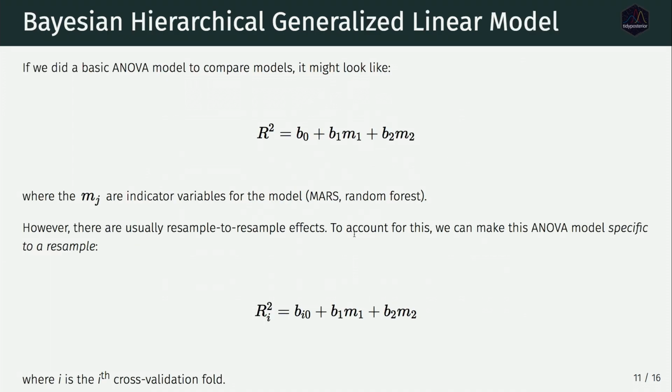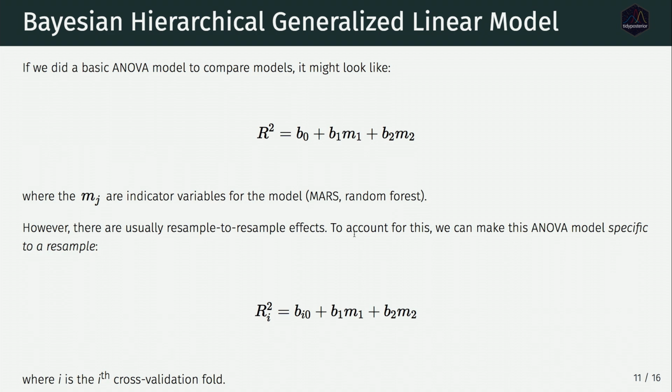So here's the mathy part, and I don't think it's too bad. If we were just thinking about an Anova model, the typical way you would write that down is you have some outcome you want to model as a function of some indicator variables, like are you in group 1 or group 2 or group 3. So on the left-hand side we have the R-squared, which is our data now. Then we have an intercept, and then we have M1 and M2, which would be binary indicators for our models. So M1 might be an indicator for the Mars model, and M2 might be the 0-1 indicator for random forest. This is basically what an Anova model is. It's a regression on indicator variables.